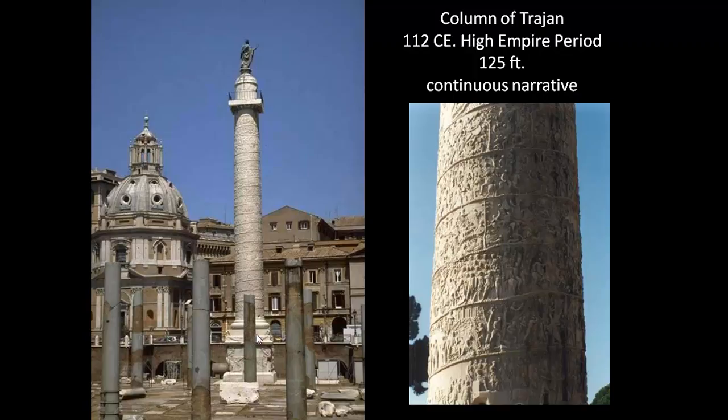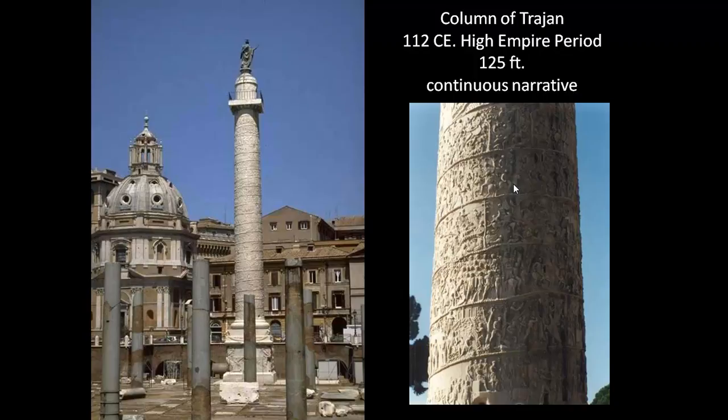And what's incredible about this column is its adornment, in that it is completely covered with a spiral, continuous narrative frieze. Okay, so spiral, it's spiraling up. Frieze, it's a band of sculpture. Continuous narrative. So we know narrative means story. Continuous means that this story is told in one compositional space. In fact, 625 feet of space.